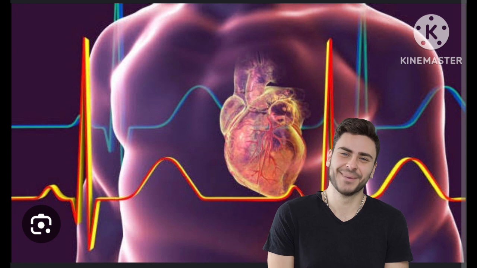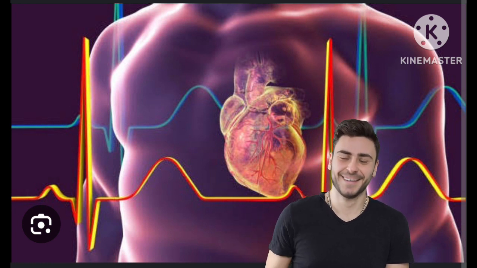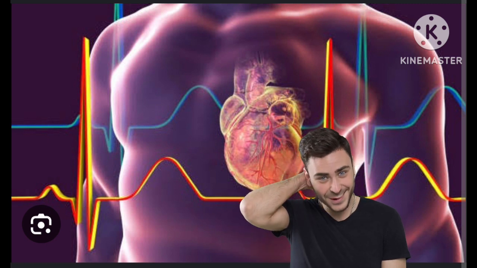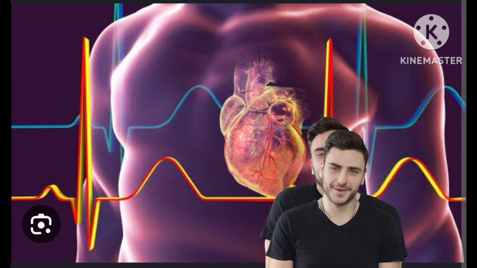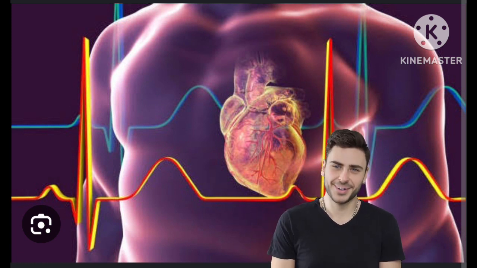Pulmonary artery: it carries deoxygenated blood from the right ventricle to the lungs. Pulmonary veins: these are the four vessels that bring oxygenated blood from the lungs to the left atrium. The heart's structure allows for efficient circulation of blood.